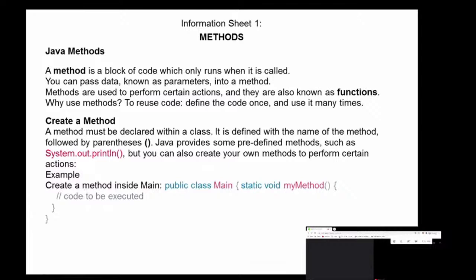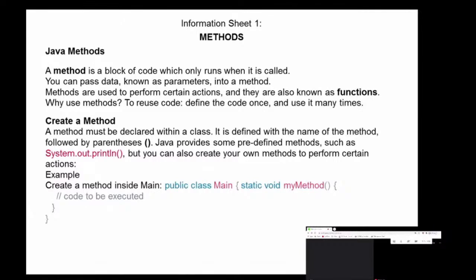You can pass data known as parameters into a method, and methods are used to perform certain actions, and they are also known as functions. So in some other programming languages, a method is also termed as functions. When you hear a programmer talking about the term functions, that person is actually referring to methods. So why do we use methods? That is because we want to reuse code: define the code once, and use it many times.